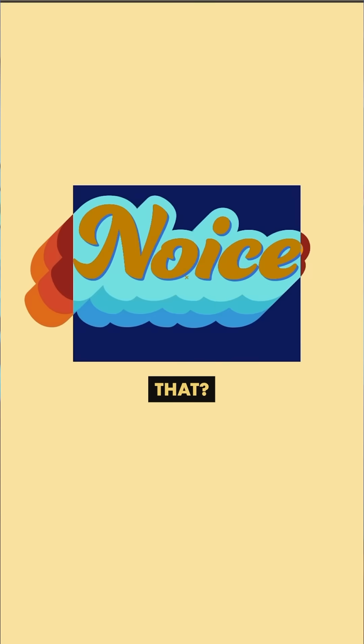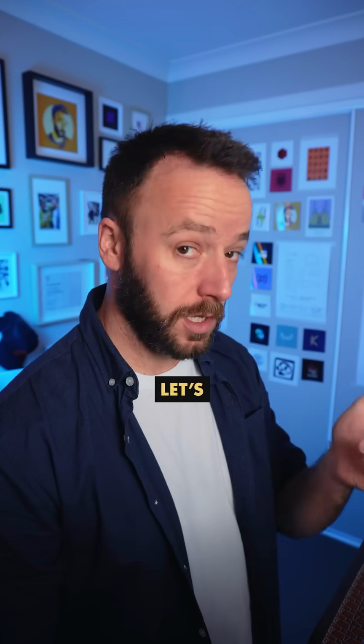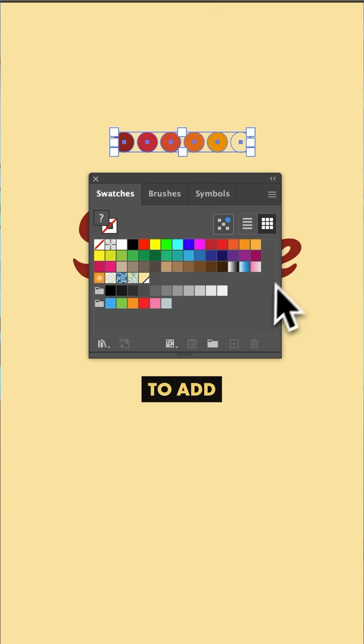Would you look at that? Okay, snazzy text effects 101, let's go. First thing I'm gonna do is select my color palette here, bring up my swatches panel, and add all of those colors as a new swatch group.